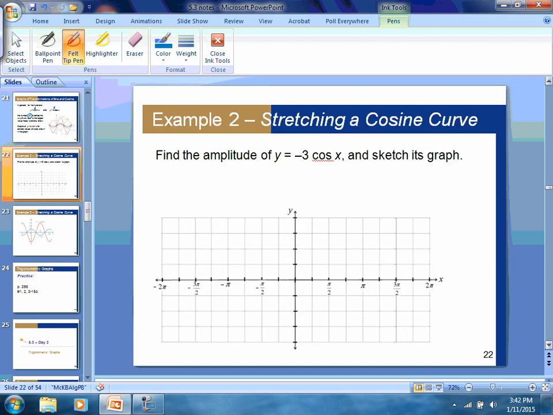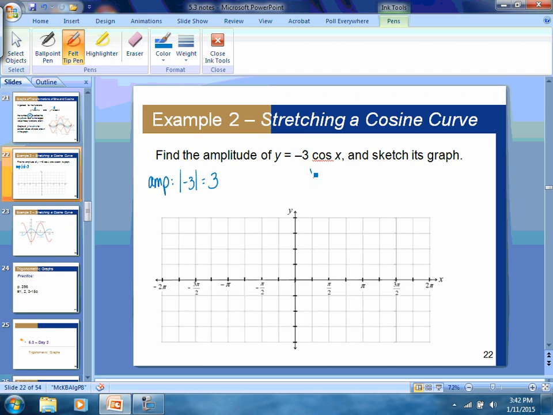Okay, so for example 2, this is going to be our last one for today. We're going to find the amplitude, and then we're going to make the graph for this one. So we have -3 cosine of x. The amplitude is going to be the number that's in front of the cosine of x. That's our -3, but we want the absolute value of it. So our amplitude is really 3. That means I'm going to go up 3 units, and then I'm also going to go down 3 units.